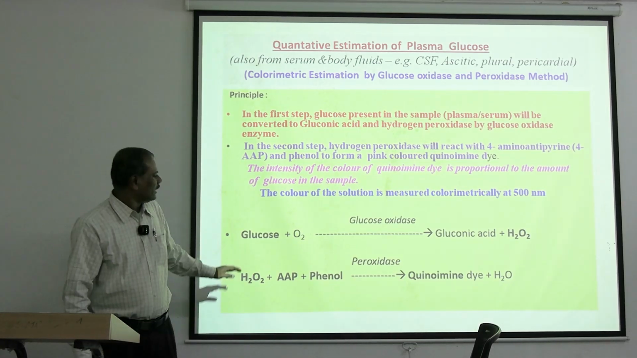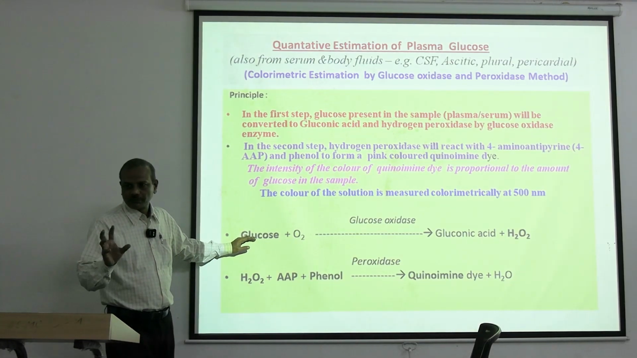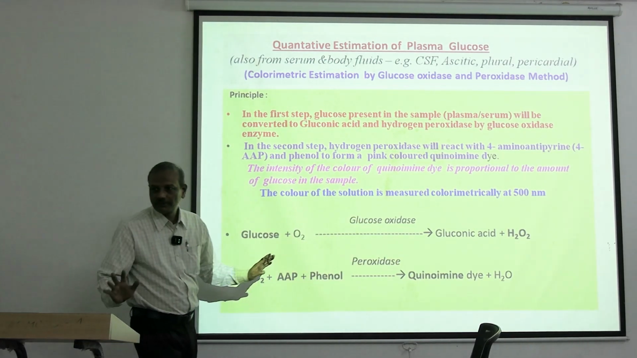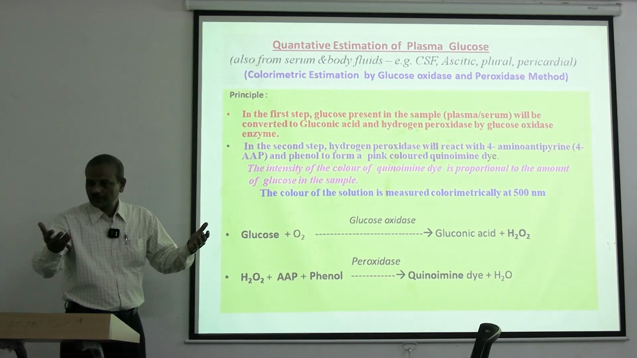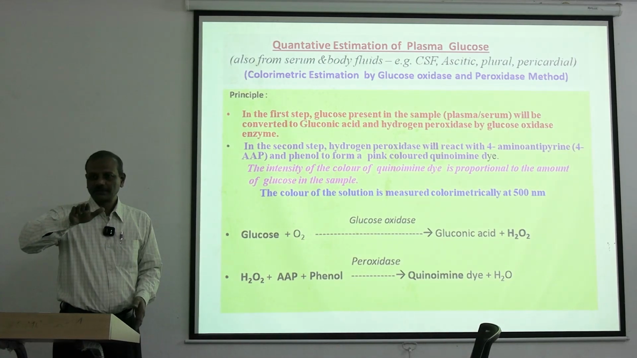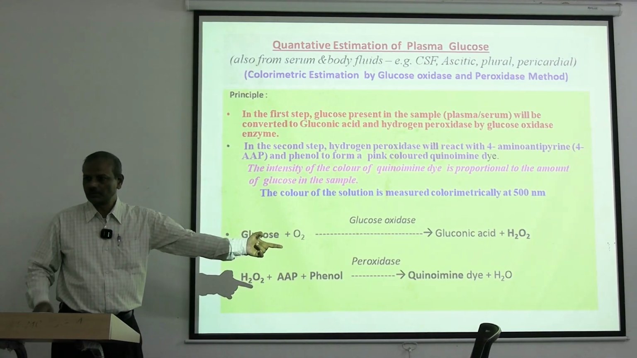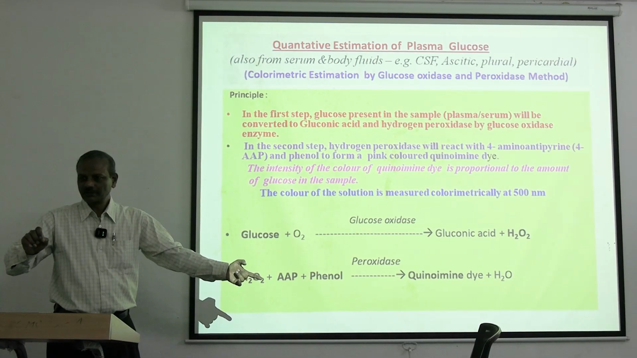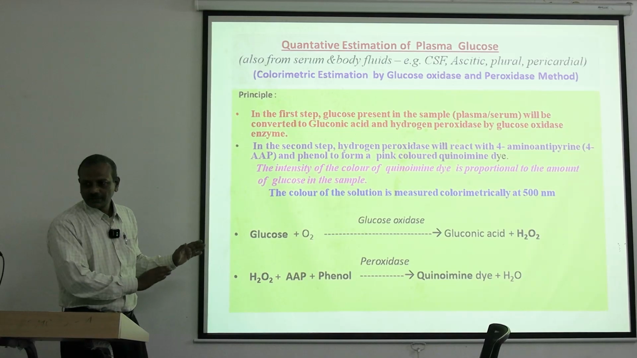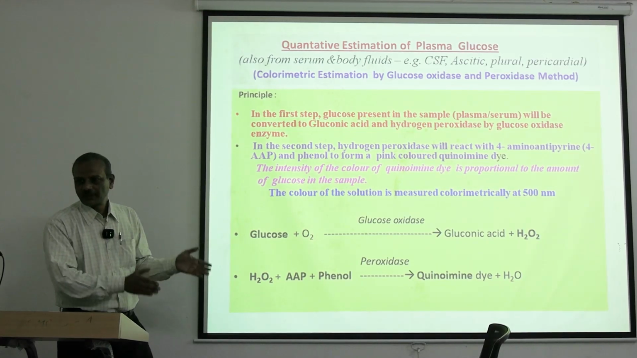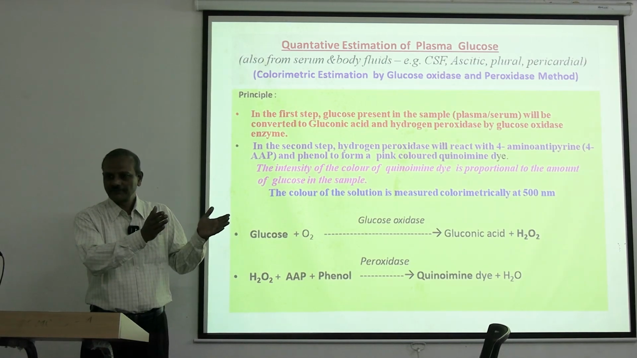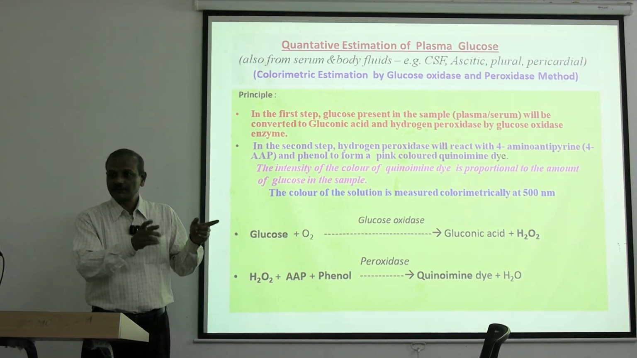Now if you take 10 glucose molecules, 10 H2O2 will be produced, 10 quinoneimine dye will be formed. If you take 100, 100 will be formed. If 1000, 1000 will be formed. So as we increase the concentration of glucose, the intensity of quinoneimine dye will also be progressively, proportionately higher. Is this part clear? So that intensity of the color is to be measured.